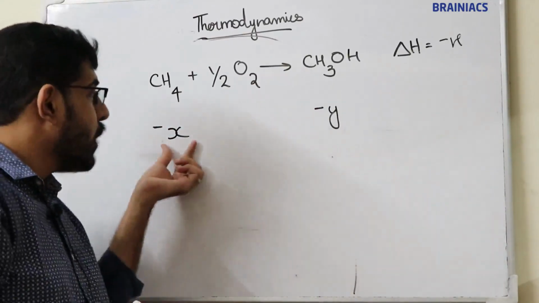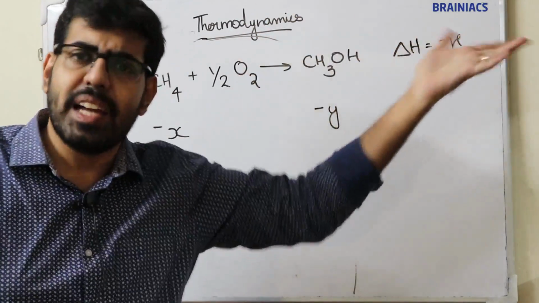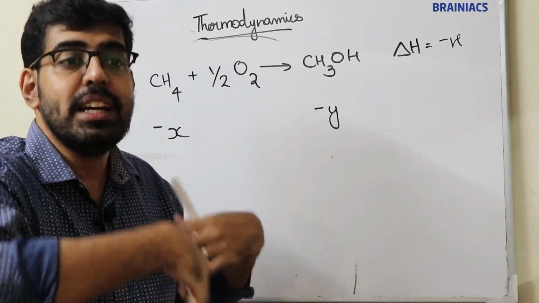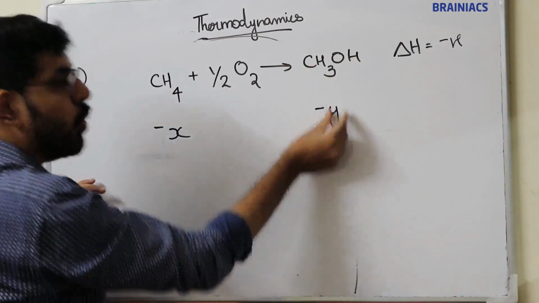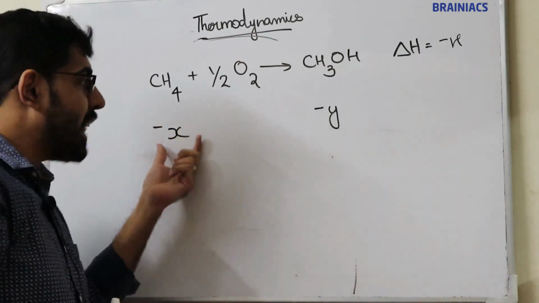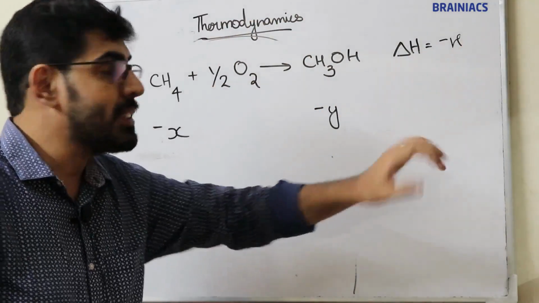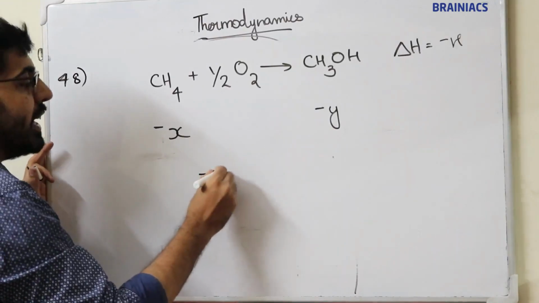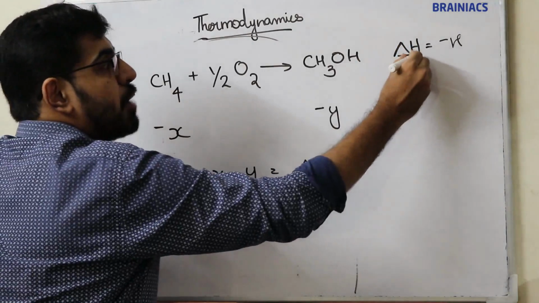If enthalpy of combustion values are given and they have asked to calculate some other enthalpies, then take the enthalpy of combustion of product to the reactant side. We have discussed this in previous questions. So you will get minus X minus Y is equal to delta H, enthalpy of reaction.